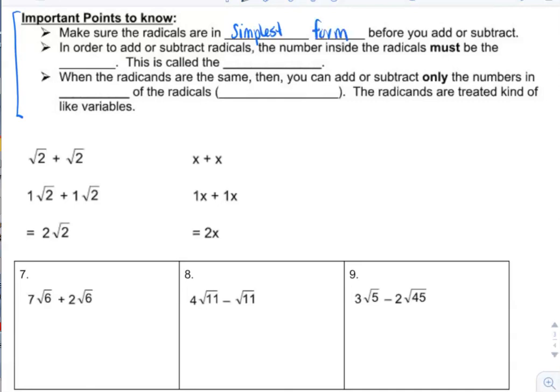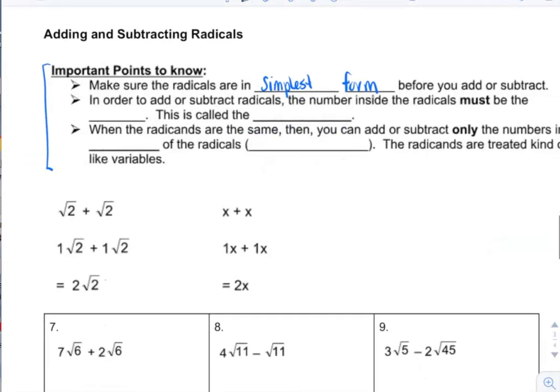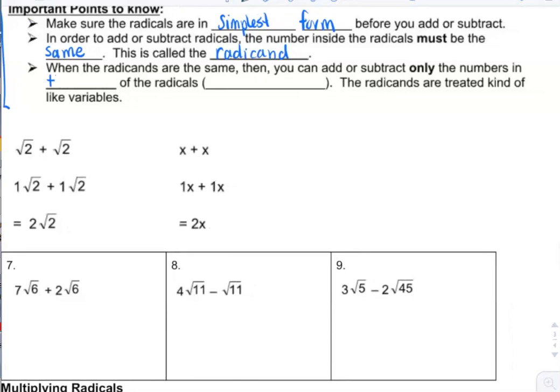So basically, apply what we just did with simplifying your individual radicals before you try to add or subtract them. Next point, in order to add or subtract radicals, the number inside the radicals must be the same. This is called the radicand. Here, I'll give you examples to know what that means. When the radicands are the same, then you can add and subtract only the numbers on the outside of the radicals, and these are called the coefficients.